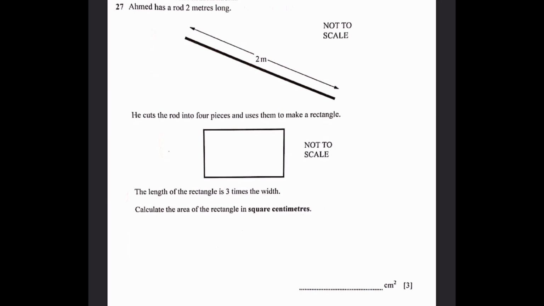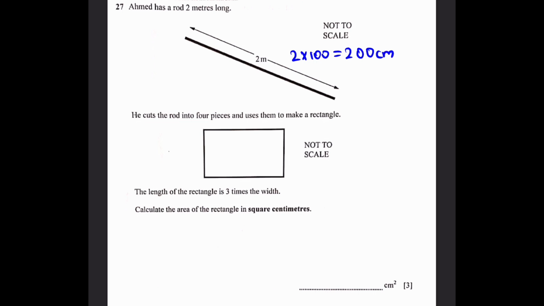Ahmed has a rod 2 meters long. He cuts the rod into 4 pieces and uses them to make a rectangle. The length of the rectangle is 3 times the width. Calculate the area of this rectangle in square centimeters. First, we find the length of this rod in centimeters. It is 2 multiplied by 100, 200 centimeters.